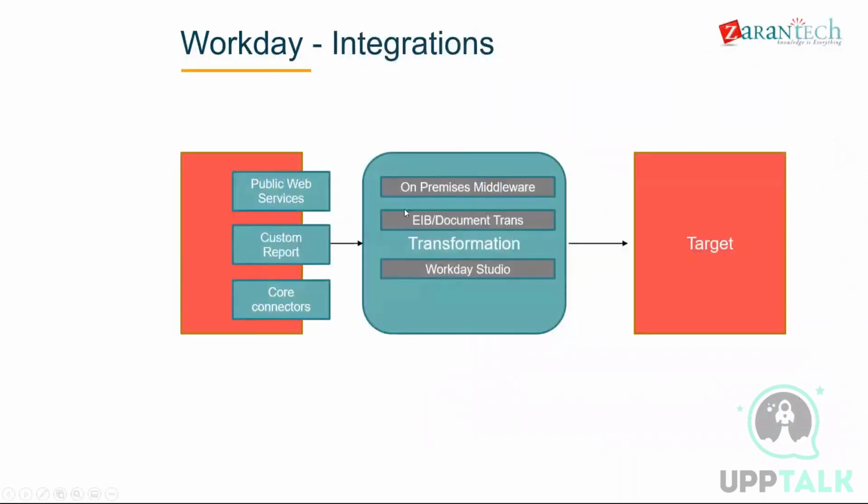So the Workday integrations work in this way. You either use public web services within the Workday system, you can use custom reports, and you can use core connectors. We have already looked at the custom report. We'll look at core connectors next. And either you can use the on-premise middleware, the EIB document transformation, or Workday Studio to combine both. And then the data could be sent to the target. The target in this case would be the external systems.